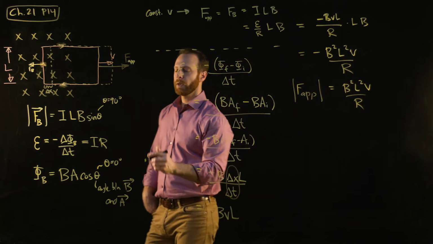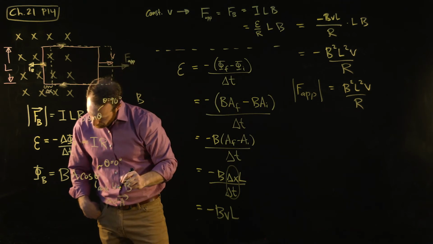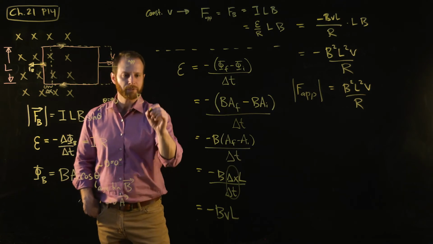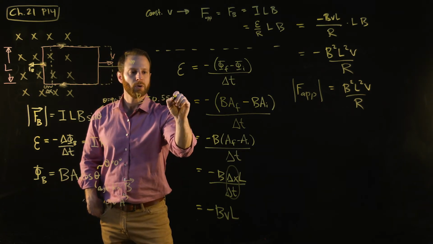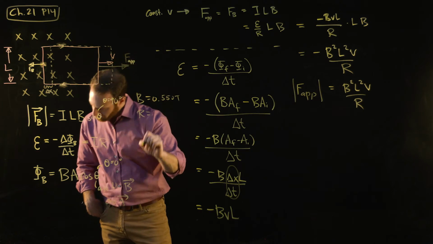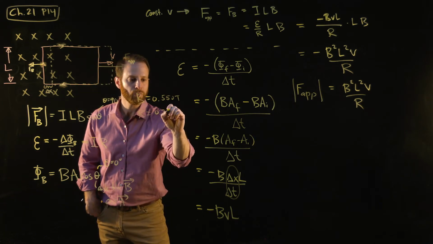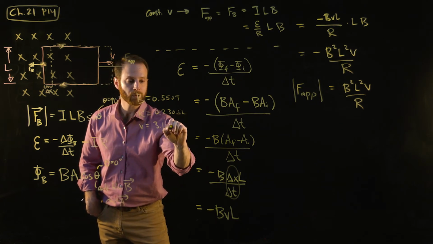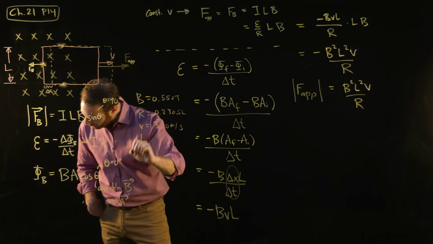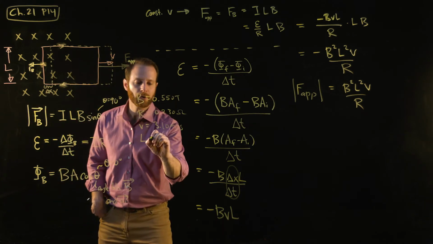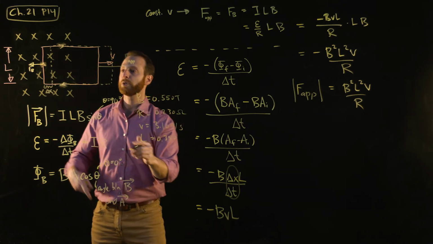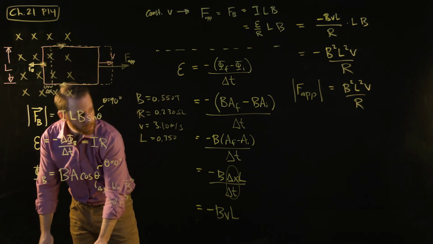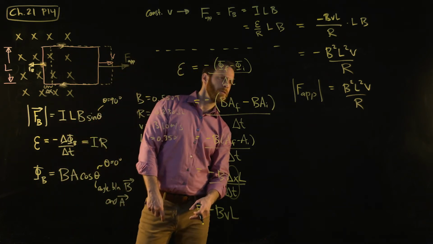In this problem, we were given B. Let's write down that number. They give us B is 0.550 Tesla. The resistance is 0.23 ohms. The speed was 3.10 meters per second. The length is 0.350 meters. You notice they also give you the width in the problem, but it's not a number that you actually need. So we have B, R, V, and L, and that's everything that we need.